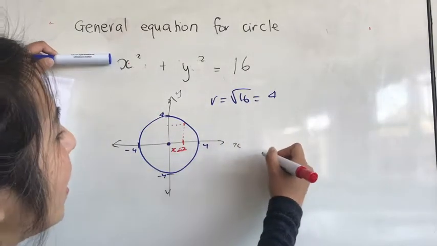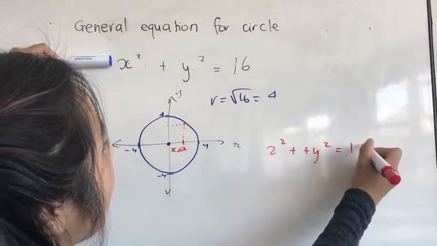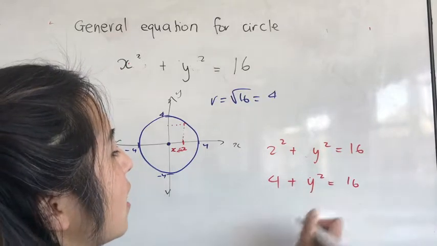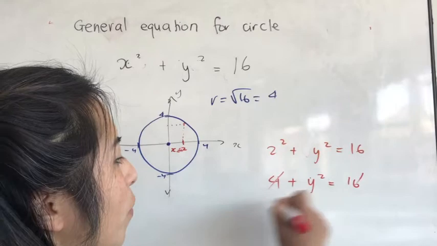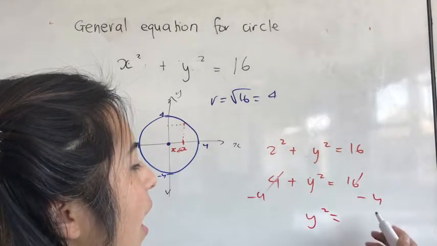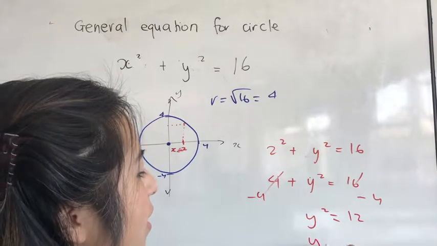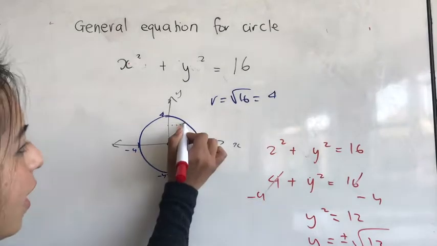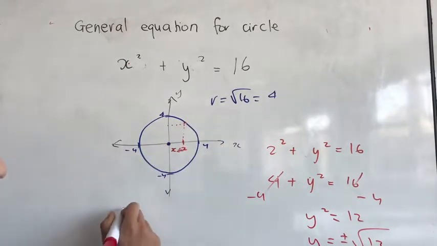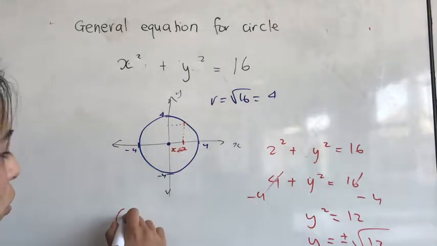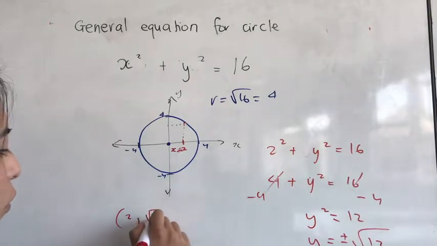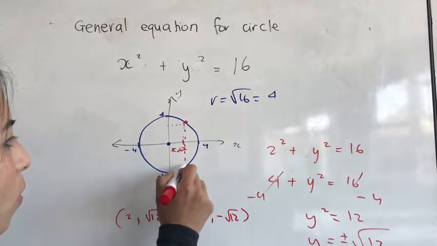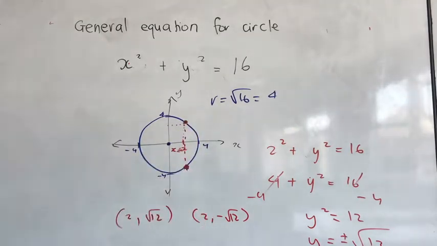So when we do that, we replace x with 2, like that. And when I'm solving this, I get 4 plus y squared equals 16. I take 4 from both sides, which gives me 12, and then I take a square root of 12 to get rid of that squared, and that gives me my y coordinate. So really this tells me that when x is equal to 2, my y coordinates are positive root 12 and negative root 12, because I have one coordinate here and one coordinate here for when x is equal to 2.